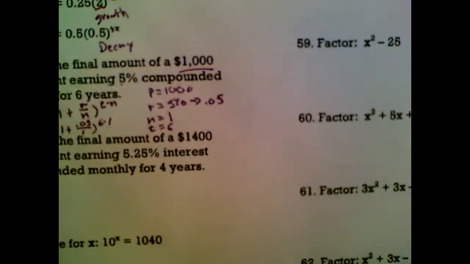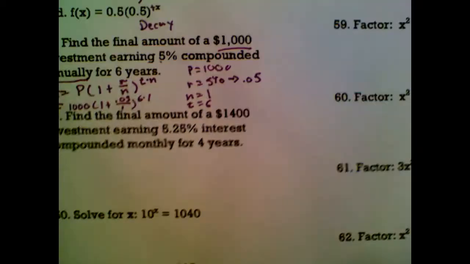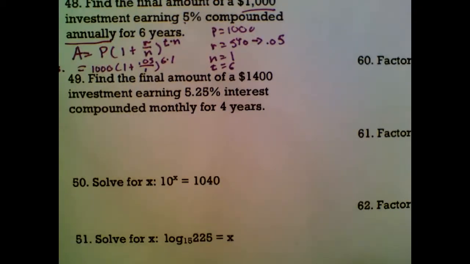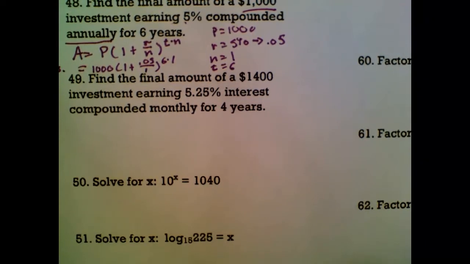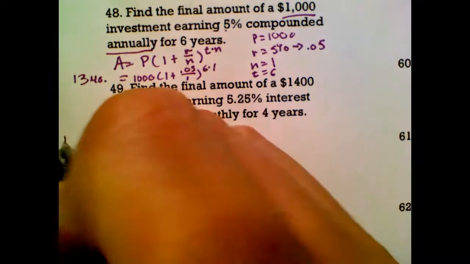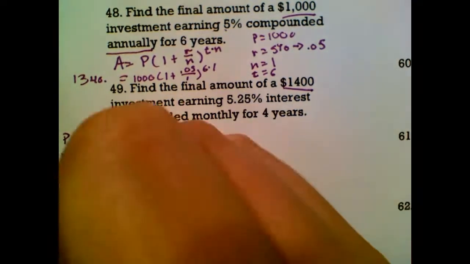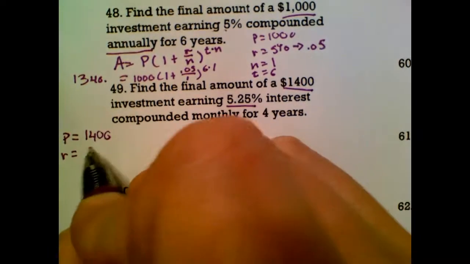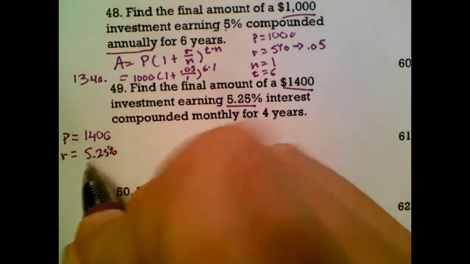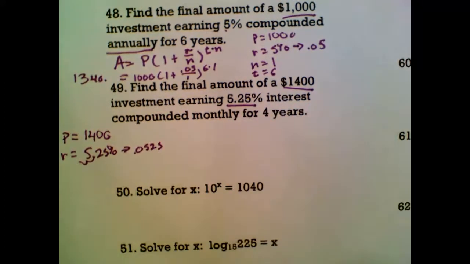Okay, moving on to number 49. 49 says, find the amount of a $1,400 investment earning 5.25% interest compounded monthly for 4 years. Okay, so same situation here. We need to find our P, this 1,400. We need to find our R, well it's 5.25%, but we got to move that decimal over, so this is really 0.0525.